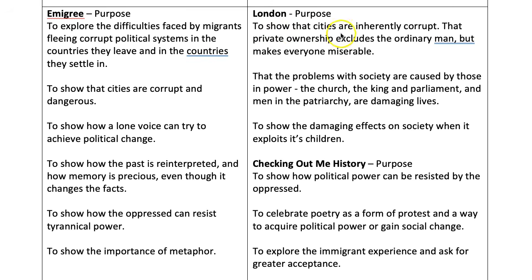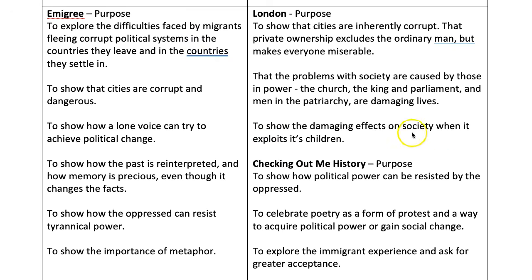So London also shows that cities are inherently corrupt, here that private ownership excludes the ordinary man, and it makes everybody miserable. That's a really close parallel with the city she's left. The problems with society are caused by those in power, an exact parallel. Here it's the church, the king and parliament. There it's tyrants. We could argue that it's the patriarchy in both, because we've got a female voice here who's being oppressed, and the tyrants are presumably male.